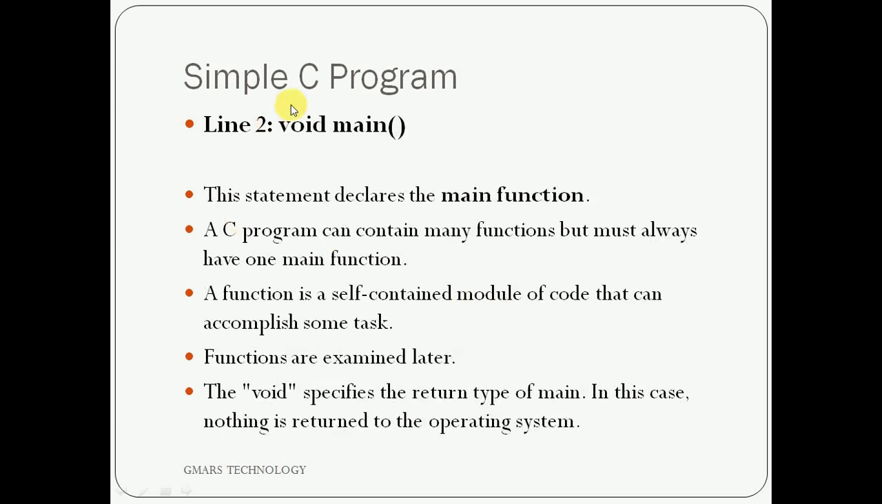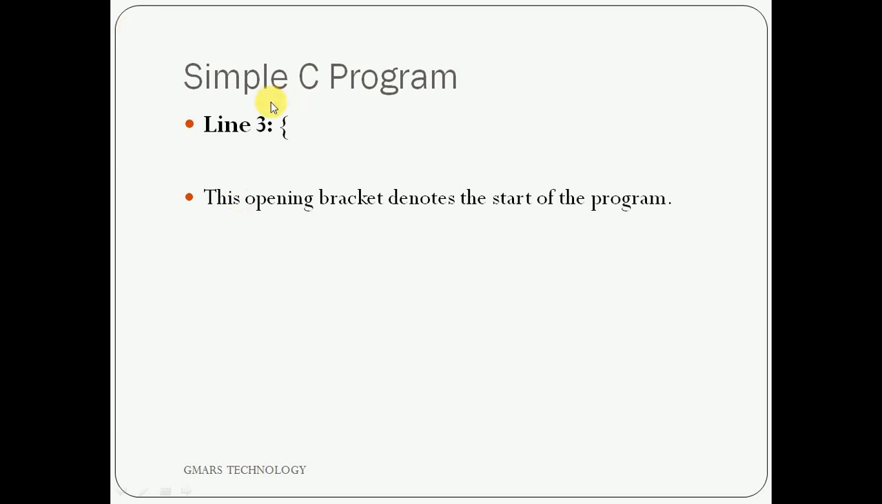In line 2, it is mentioned void main. This is one of the important functions, and every C program needs it. This statement declares the main function. A C program can contain many functions but must always have one main function. A function is a self-contained module of code that can accomplish some task. Functions are examined later. The void specifies the return type; in this case, nothing is returned to the operating system. Then there is a curly brace, which denotes the start of the program.